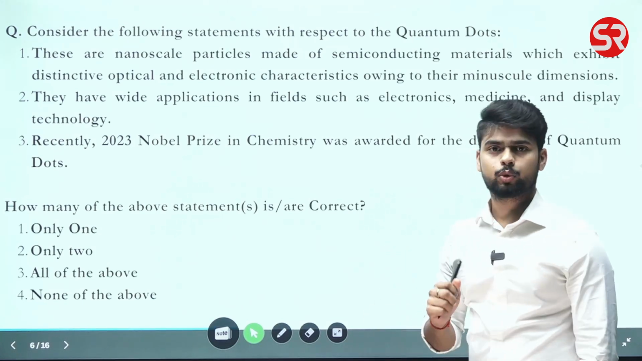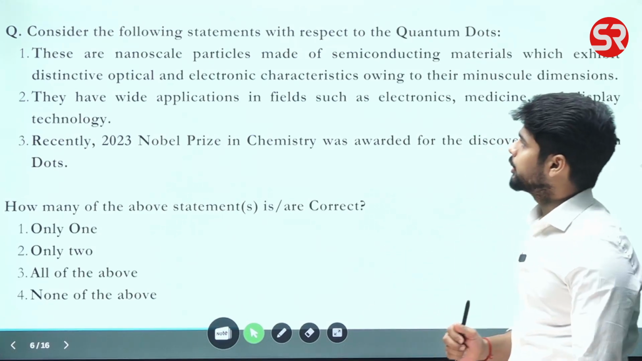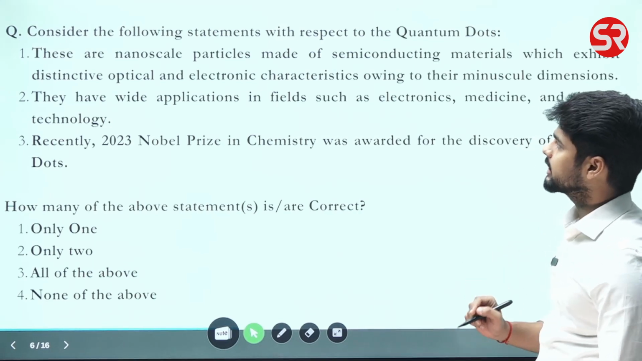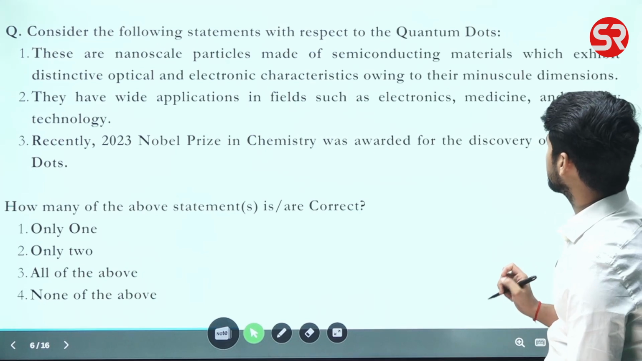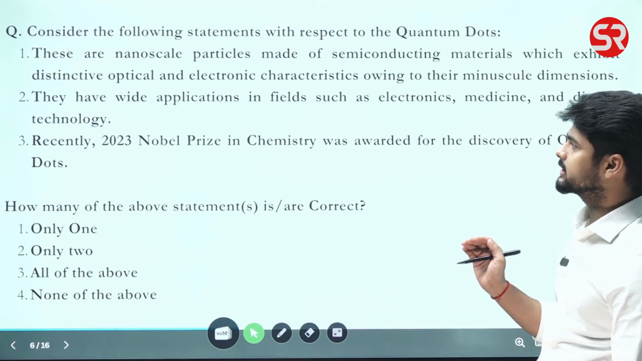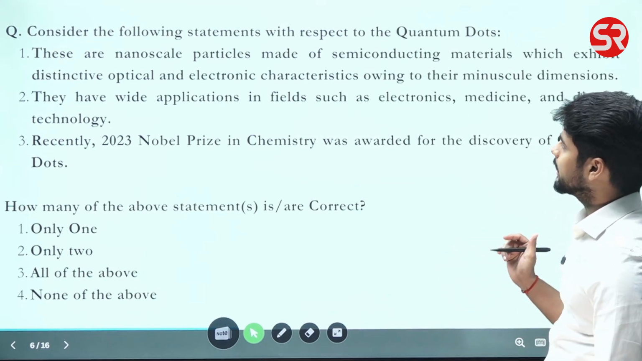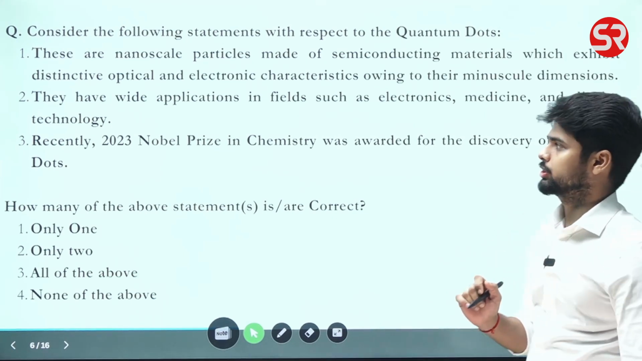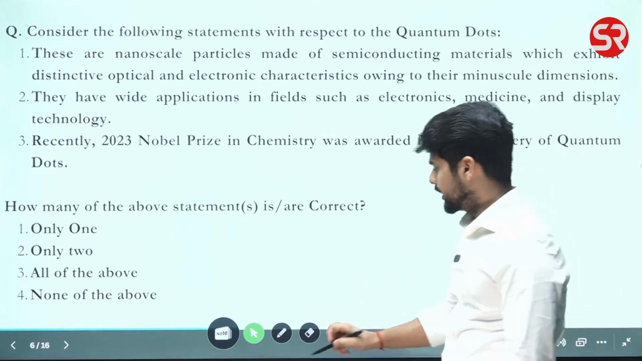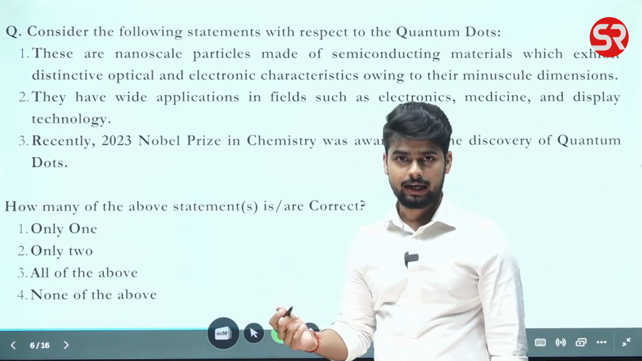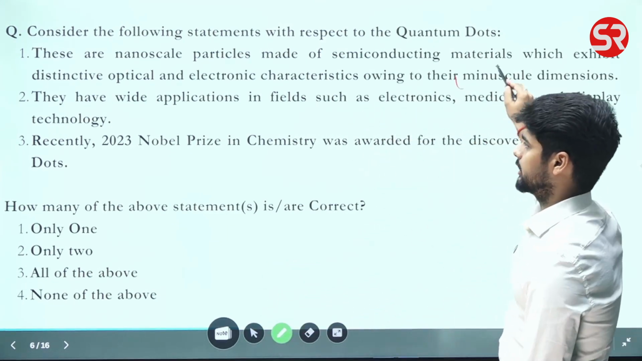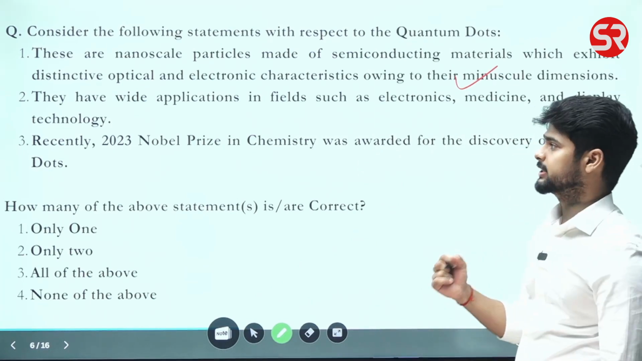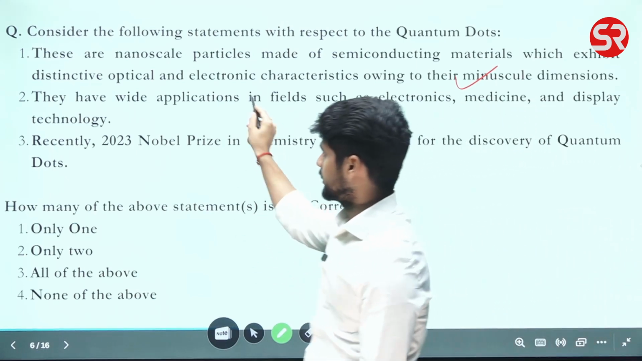Now another question on Nobel Prize. Consider the following with respect to quantum dots. Number one, these are nanoscale particles made of semiconducting materials which exhibit distinctive optical and electronic characteristics owing to their minuscule dimension. So yes, they are pretty much describing what quantum dots are. So this statement is correct. They have wide applications in fields such as electronics, medicine and display technology. Yes, this is also correct.